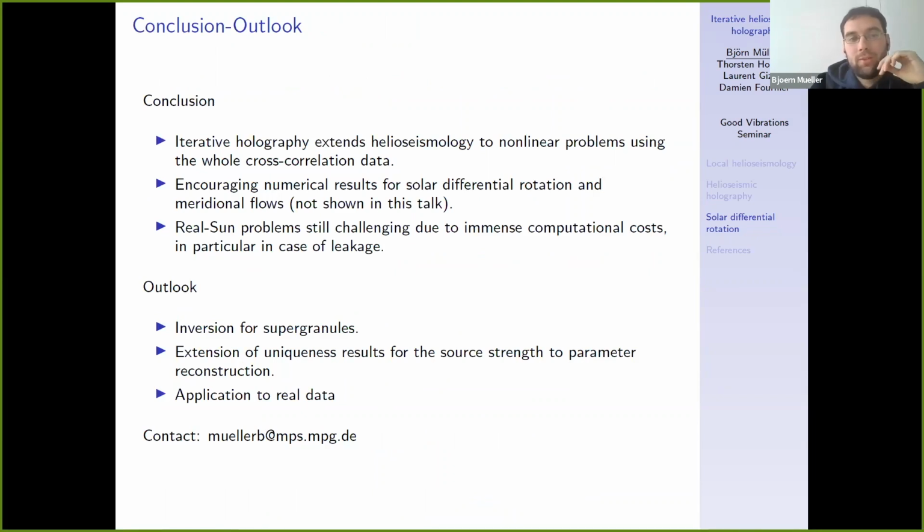Yes, so let me come to my conclusion. So iterative holography extends helioseismology to nonlinear problems using the whole cross-correlation data. We have some encouraging numerical results for solar differential rotation and also for meridional flows, which are not shown in this talk. Real sun problems are still challenging due to immense computational costs, in particular in the case of leakage. And as an outlook, we also want to do the same thing on supergranules. We want to further work on these uniqueness results. And finally, of course, application to real data.